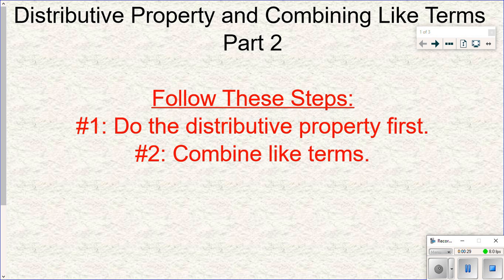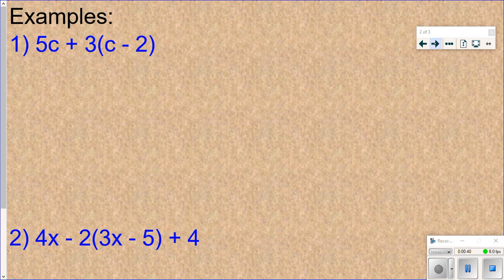So if you've already done part 1, welcome back. The steps are the same as in part 1. We're going to do the distributive property first, then we're going to combine like terms. So let's look at some examples here.